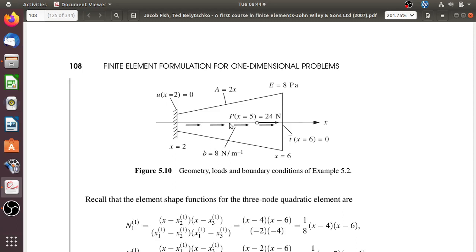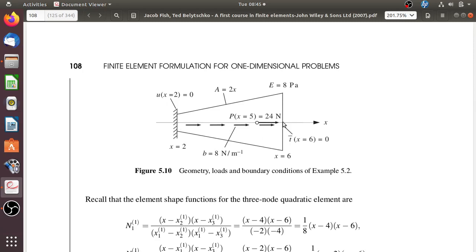Now how to solve this? Here we put the nodes. We don't have to discretize into elements because they have asked us to consider only a single element, and in that element we also put the nodes where they are going to be. So one is here, one is in the middle and one is at this end.